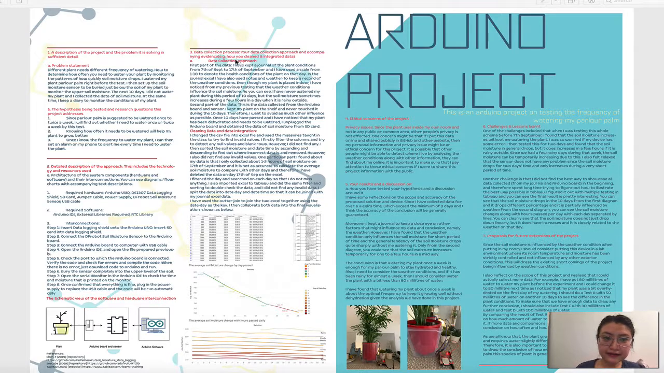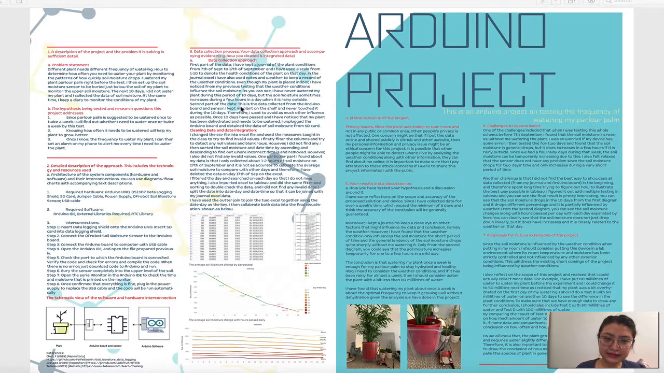The third part is the data collection process. The first part of the data I collected is that I kept a journal of the plant conditions for 7 days. I used a scale from 1 to 10 to denote the health condition of my plant. I also kept a record of the weather, as I noticed that on rainy days, the soil moisture might rise for a short period of time even though I did not water the plant.